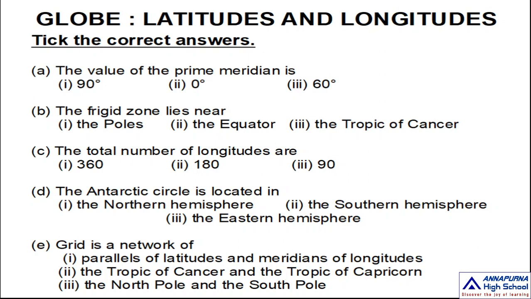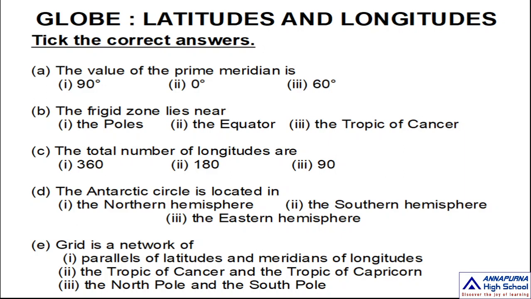Tick the answer 2. The frigid zone lies near the dash. Frigid means too cool. Here three options are given to you: the poles, the equator and the Tropic of Cancer. The equatorial zone is too hot. The Tropic of Cancer is also one of the heat zones. Next, the poles. The frigid zone lies near the poles. The poles is the correct answer of this bit.